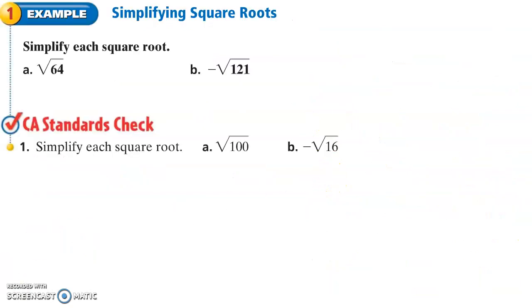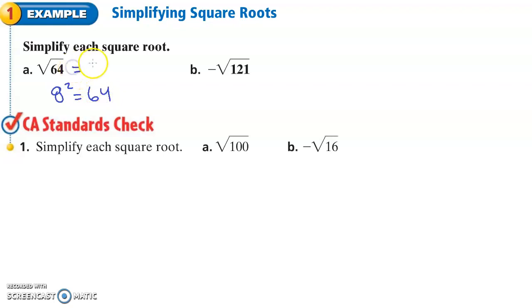Let's take a look at example number 1, and these are going to be quite easy for a lot of people, because we're just going to be using our ideas of perfect squares. Like, what is the square root of 64? Well, I do know that 8 times 8 fell on the floor, picked it up, made 64.